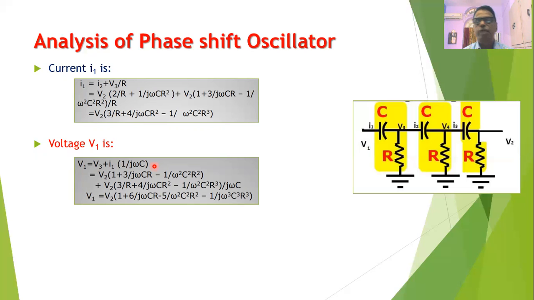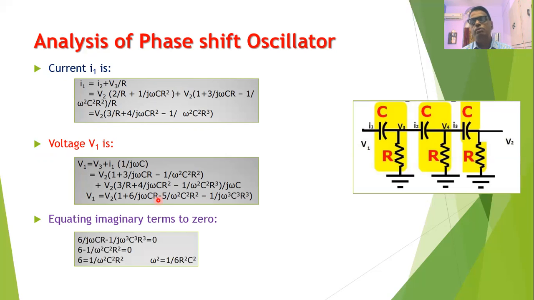So the same equation can be written as V1 is equal to V2 in the bracket 1 plus 6 upon j omega CR minus 5 upon omega square C square R square minus 1 upon j omega cube C cube R cube. Now we know that we do not want any imaginary term in this equation. Since we want the loop gain to be real, we want to equate the imaginary term to 0. There are two terms which are containing j, and we will equate these two terms to 0.